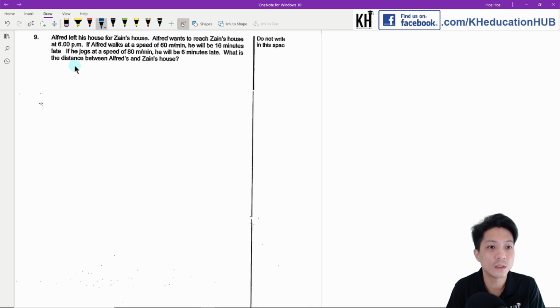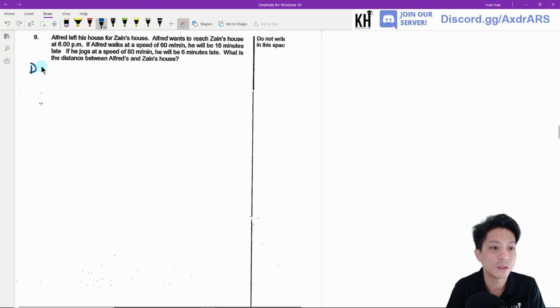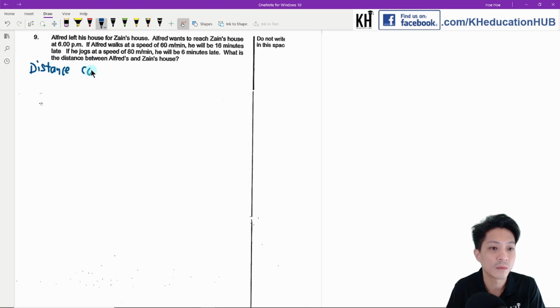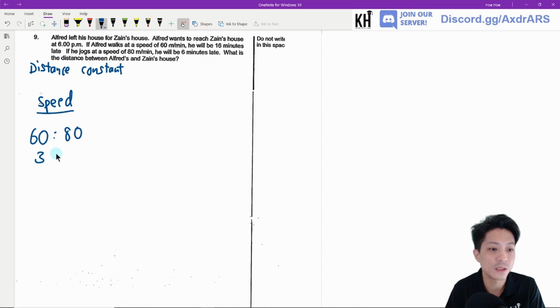Okay, in this question, the distance between Alfred and Zane's house is a constant. In this case, I'm going to write down the ratio of speed, if he walks at 60 and if he walks at 80. So the ratio of speed is 60:80, which in simplest form is 3:4. The ratio of time will be the opposite of the ratio of speed, because the slower you are, the longer time you will take. So the ratio of time will be 4:3.